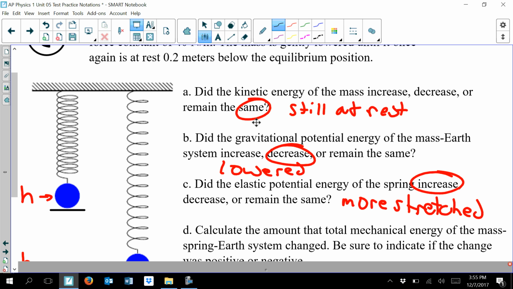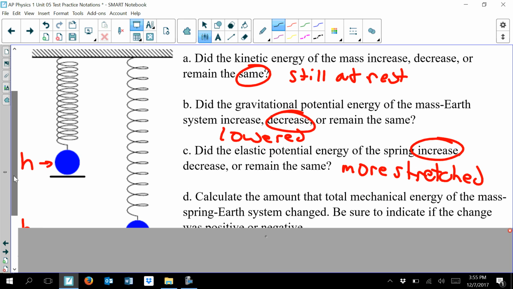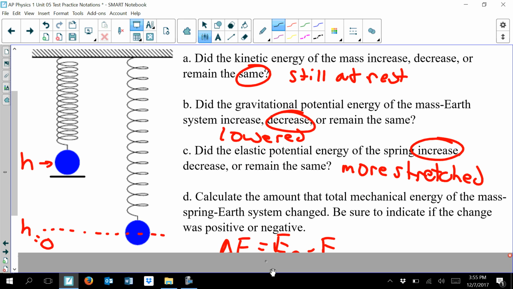By lowering this object, we're changing the height. We're making the height less, which means that the gravitational potential energy is lower, but the elastic potential energy is increased. It got stretched out, which means that it has been displaced from this so-called equilibrium point.